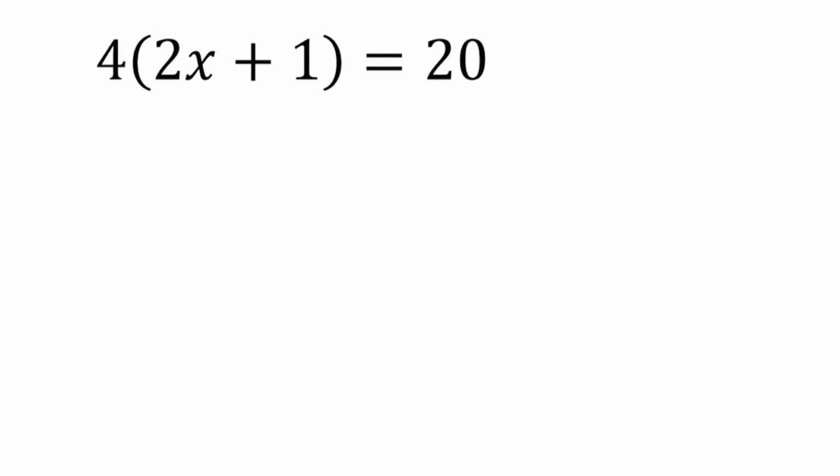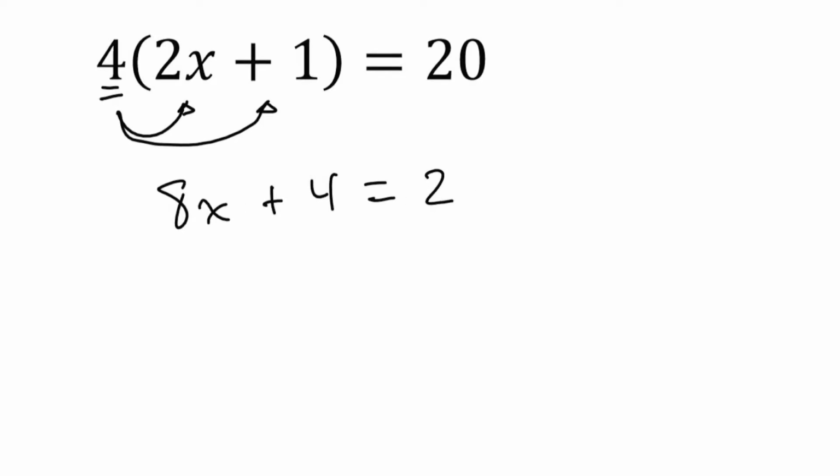But if I do that, I'm going to get 4 multiplied times the 2x, and I'm also going to multiply the 4 times the positive 1. 4 times 2x is 8x, plus 4 times 1 is 4, and that's 20.